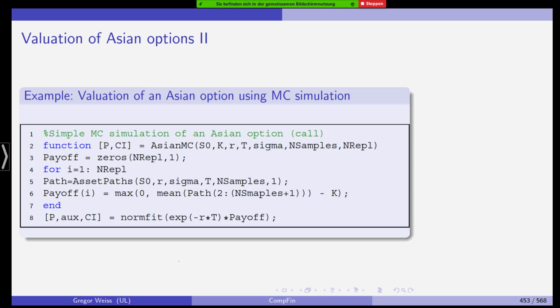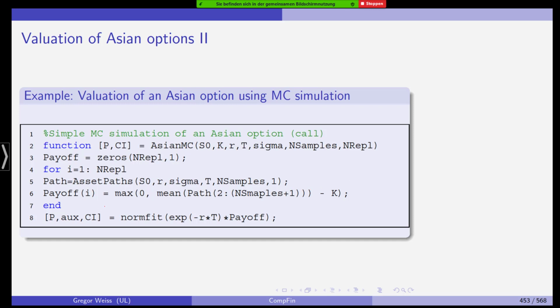We simulate n REPL asset paths as before, and the payoff in simulation i in line 6 is, very simply, the maximum of 0 and the mean of the path from 2 until the end minus the strike. And then it's just the regular Monte Carlo simulation we've done so far. We fit a normal distribution to the discounted payoff, and we get the price and a confidence interval.